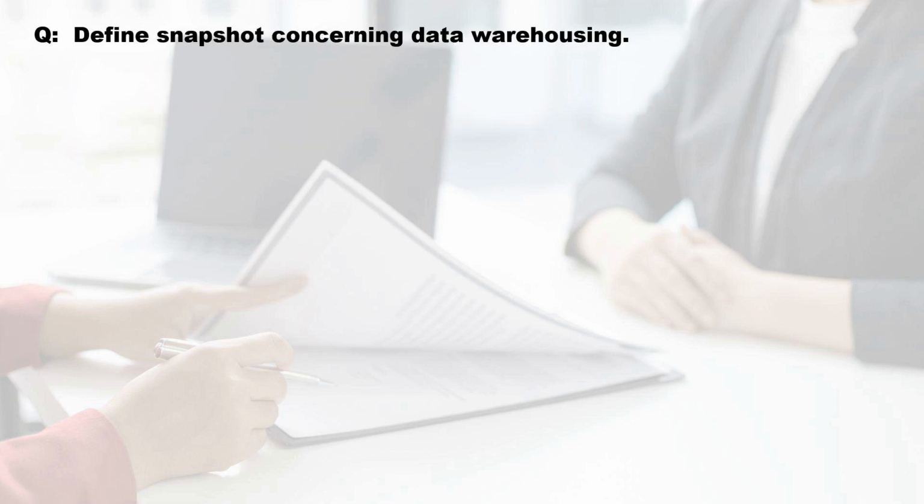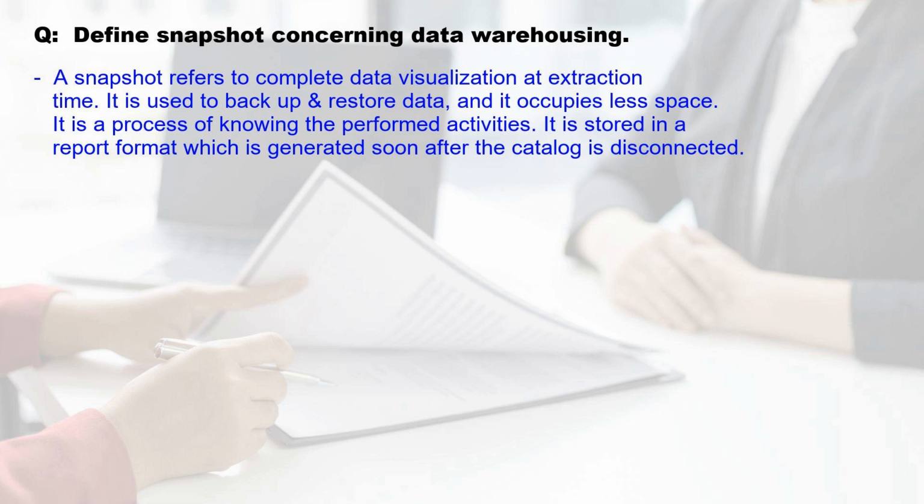Define snapshot concerning data warehousing. A snapshot refers to complete data visualization at extraction time. It is used to back up and restore data, and it occupies less space. It is a process of knowing the performed activities. It is stored in a report format which is generated soon after the catalog is disconnected.